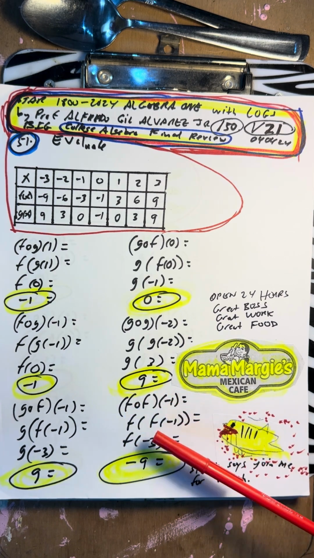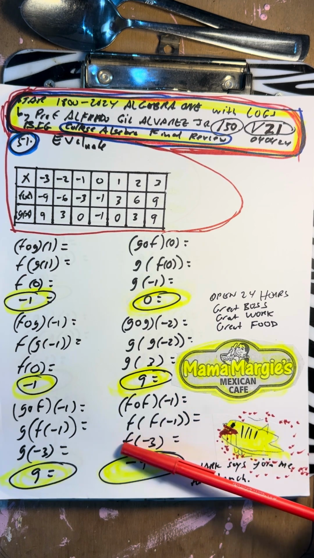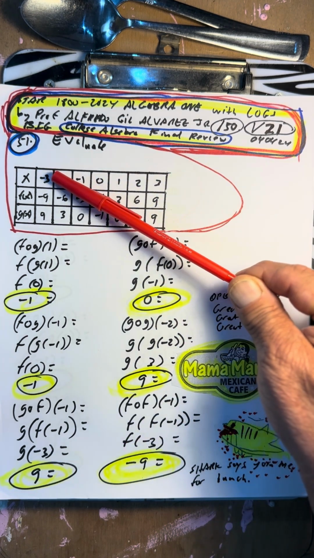f circle f of negative 1. So f of negative 1, what is that? At negative 1 right here, f is negative 3. And f of negative 3, over here, f of negative 3 is what? Negative 9. Okay.